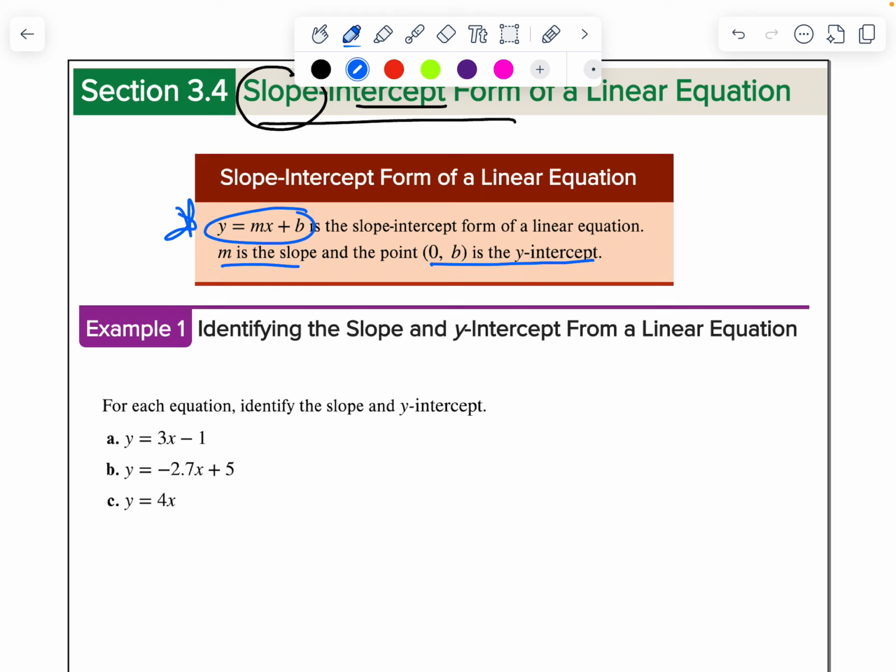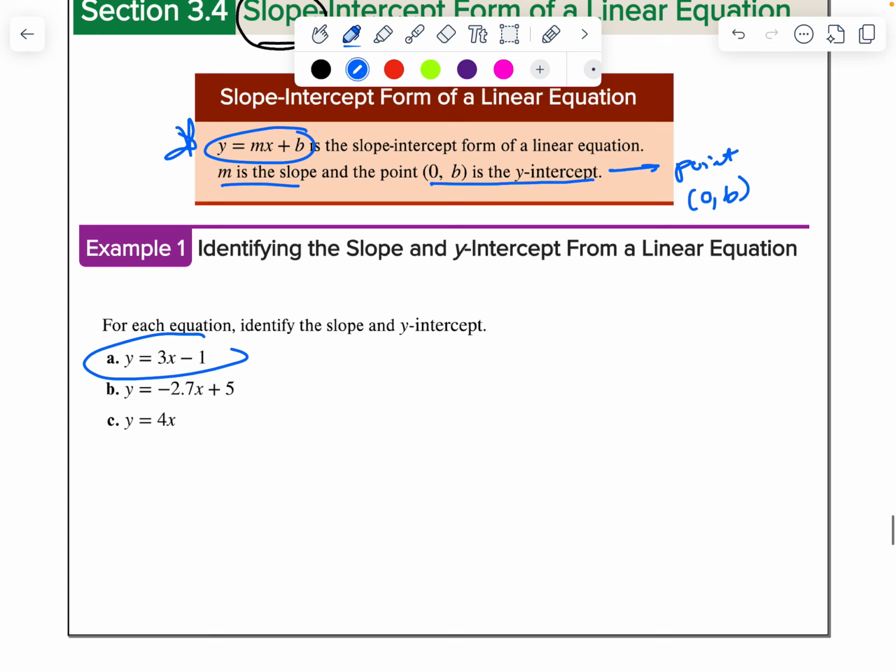m in this equation is the slope. b is the y-intercept, and when we talked about a y-intercept, it is a point. So really it is the point (0, b). That's 0 on the x-axis and b on the y-axis. So a lot of times we'll just say the y-intercept is b, right? Just the number.